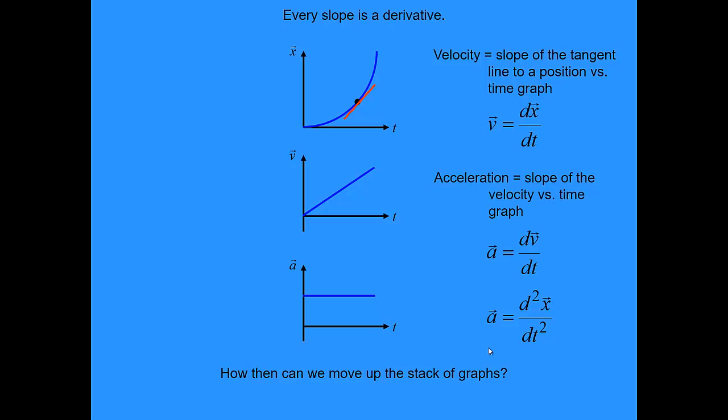But how would we go the other way? What if we had the acceleration function and we wanted to know the velocity, and from the velocity we wanted to know the position? Is there math that would let us do that?